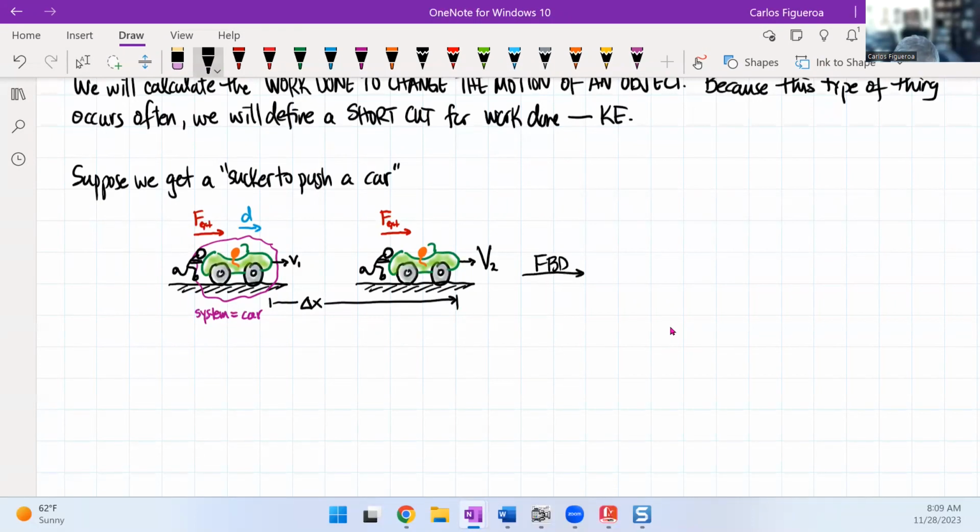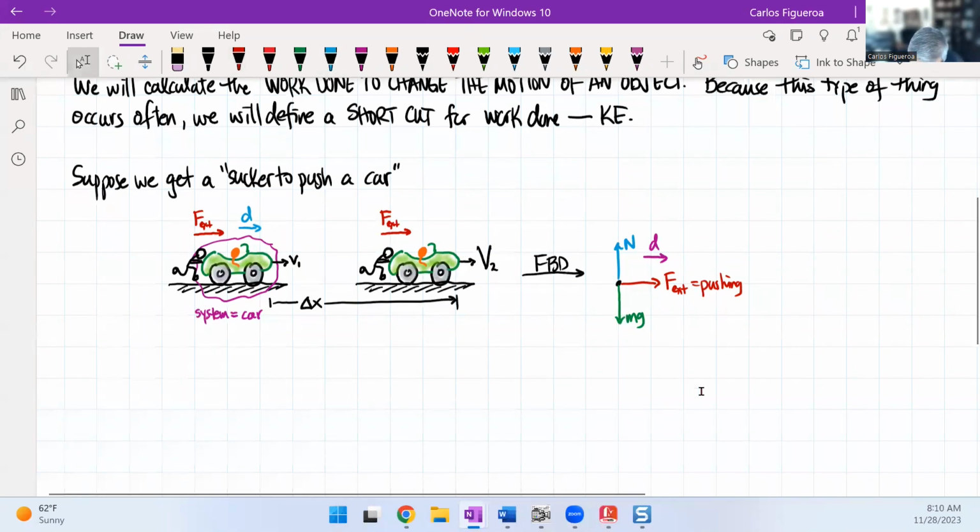From our free body diagram, we immediately conclude that there is only one possible work. We do have a normal force, and we do have the weight of gravity acting on this thing, but the displacement is perpendicular to these two, so there's no work there. So this external force is the only one that's doing any work because it's in the direction of the displacement. So we want to calculate this external work.